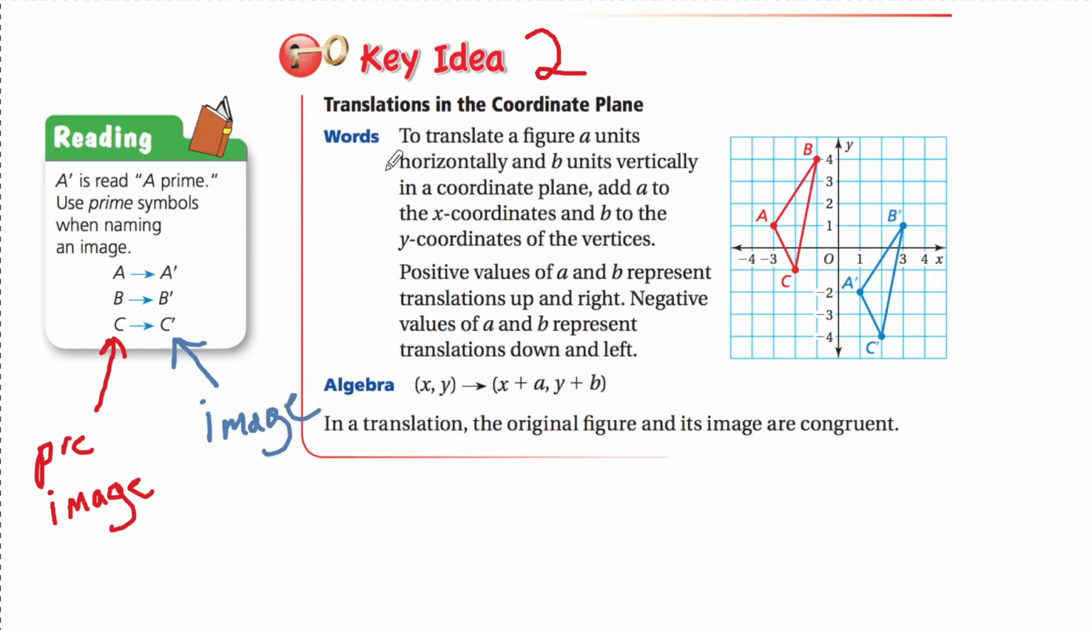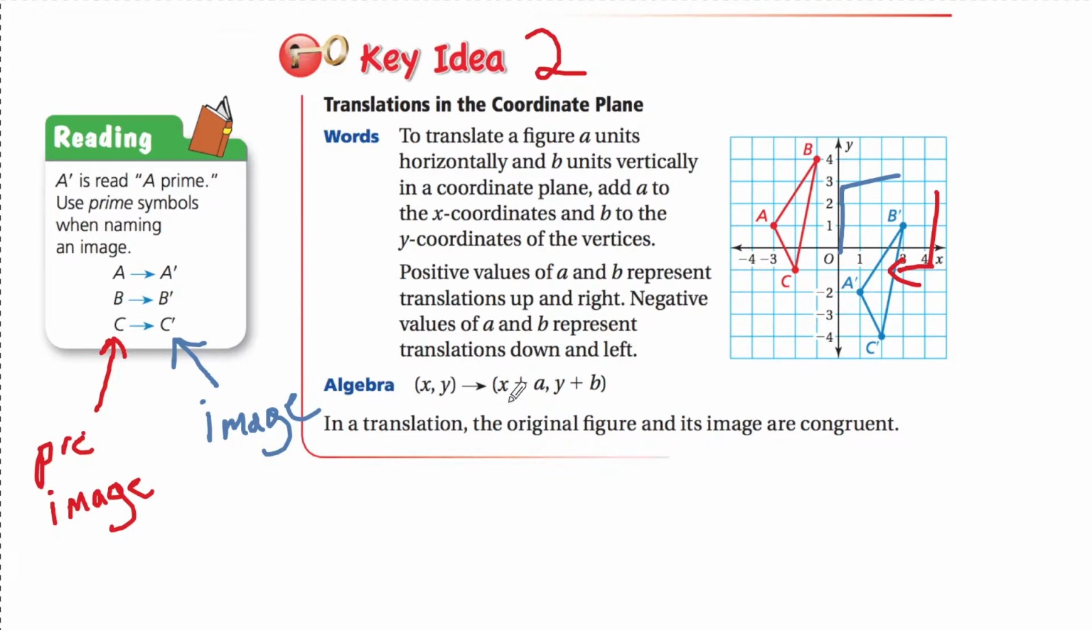Okay? So our second key idea says translations in the coordinate plane. To translate a figure A units horizontally and B units vertically in a coordinate plane, add A to the x coordinate and B to the y coordinate of the vertices. Positive values of A and B represent translations up and right. So positive would be up and right, and negative would be down and left. Okay?